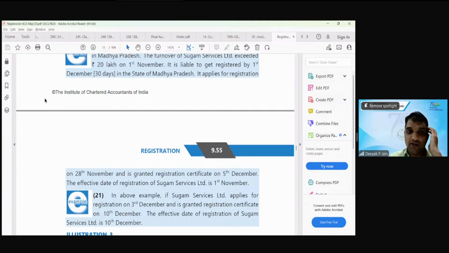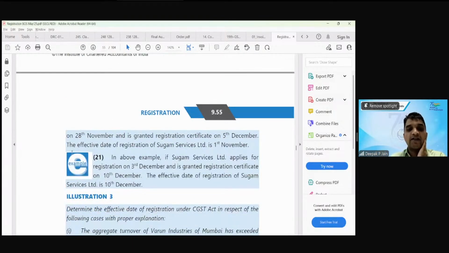It applies for registration on 28th November and is granted registration certificate on the 5th of December. So what will be the effective date? Since he has applied on time, it will be 1st of November. Now, in the same example, if Sugam Services applies for the registration on the 3rd of December and is granted registration certificate on 10th of December, the effective date will be 10th December, not the 3rd December, because he has applied after 30 days, so he will not get backdated registration. He will get the backdated registration only when he applies within the 30 days time limit.